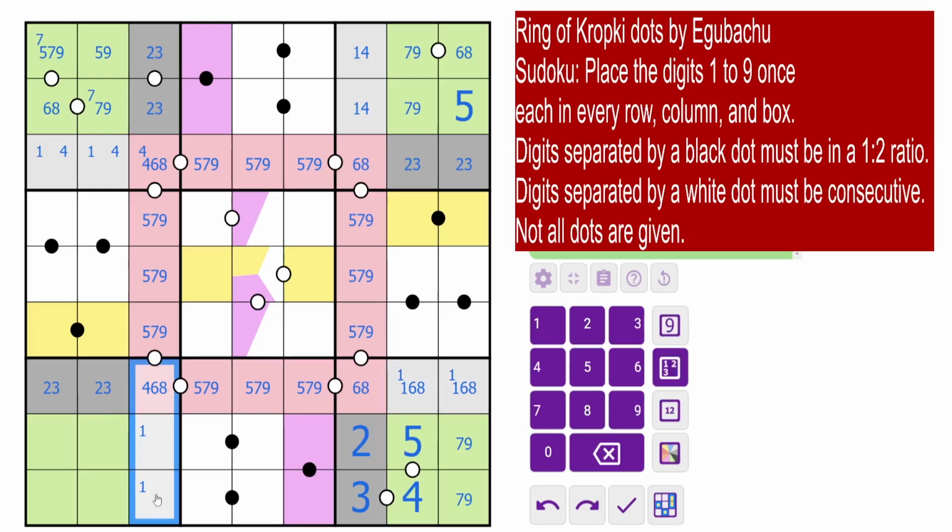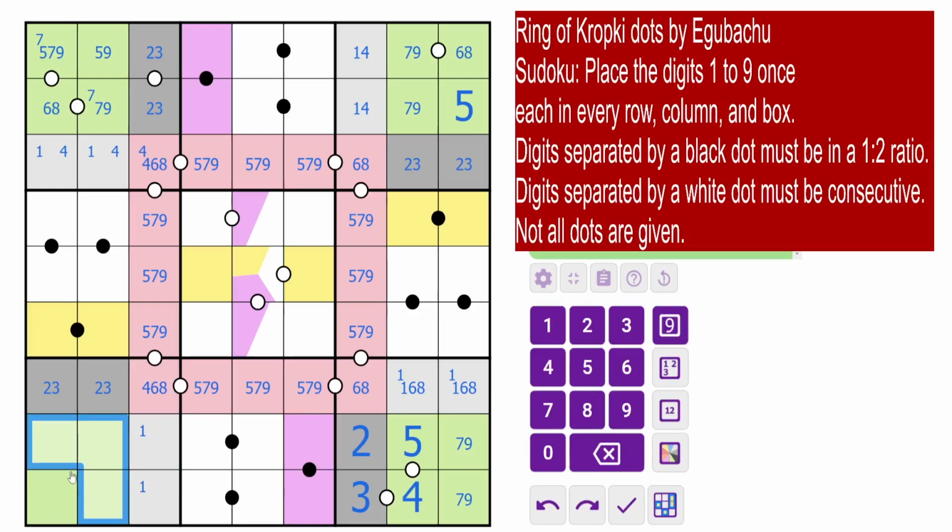Oh, again 4 is here, right? 2 3. No, why? 4 could be here also, right? 4 6 8. 4 could be here also. Sorry, my bad. 1 is here, 4 is here. It could be anything other with 6 8. Okay.